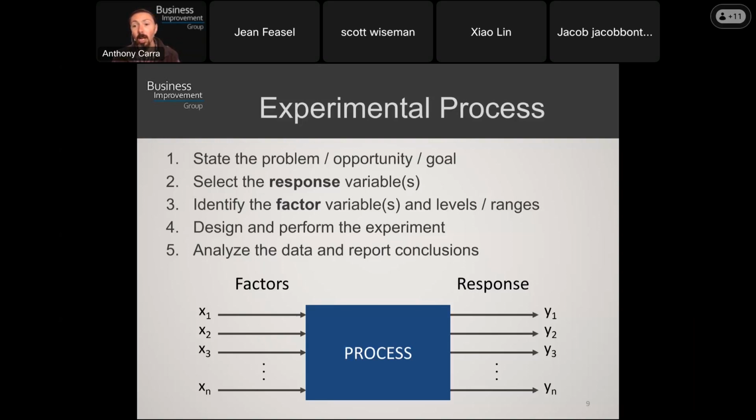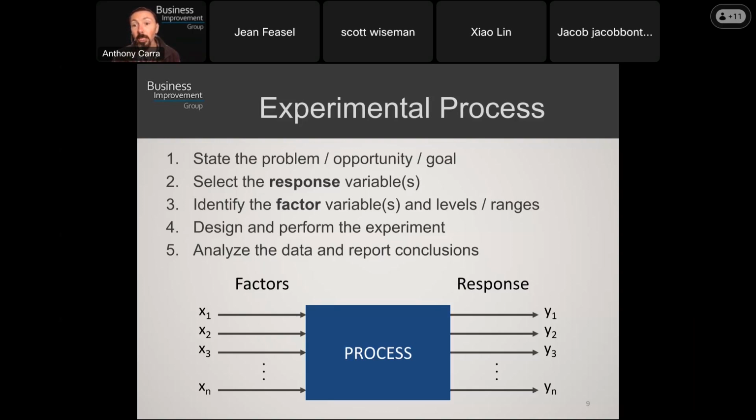And then identify those factor variables. As I mentioned before, early on, they could just be possible factors. You know that they're inputs to your process, you know that they're there, but do they have a significant impact on the outcome? We may not know yet. So we may want to consider including those in the study, as well as the levels or the ranges of adjustability that we want to consider.